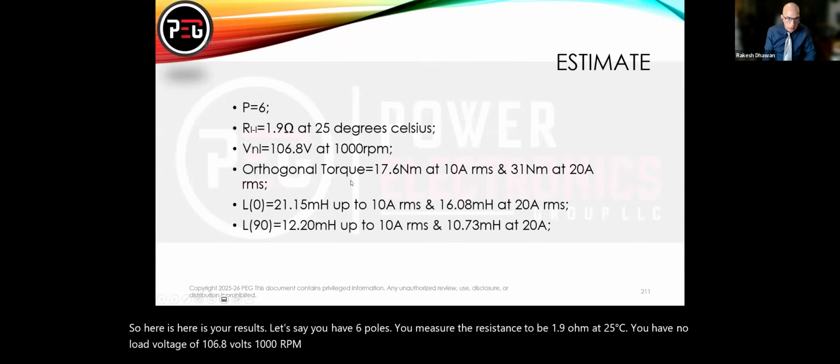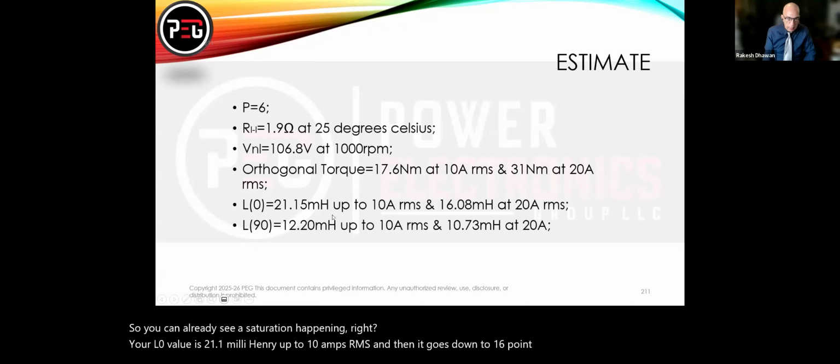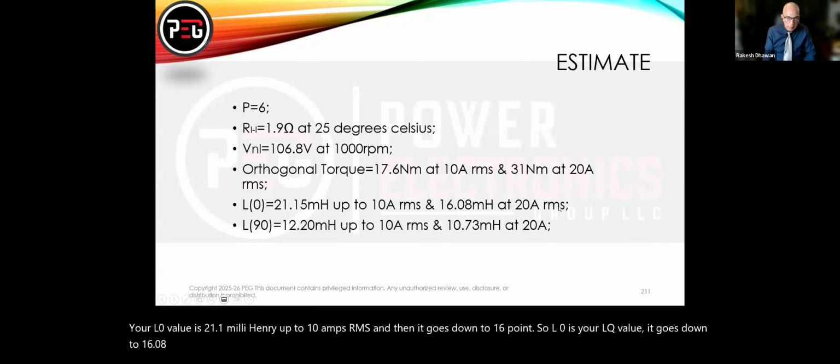You have an orthogonal torque of 17.6 Newton meter at 10 amp RMS, and 31 Newton meters at 20 amps RMS. So you can already see saturation happening, right? Your LQ value is 21.1 millihenry up to 10 amps RMS, and then it goes down to 16.08 millihenry at 20 amp RMS. And your LD value is 12.2 millihenry, then goes to 10.73 millihenry at 20 amps, okay?